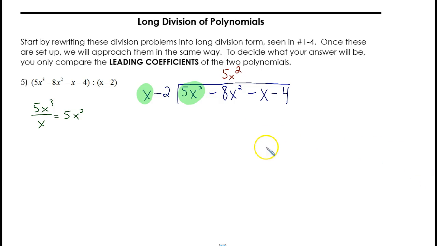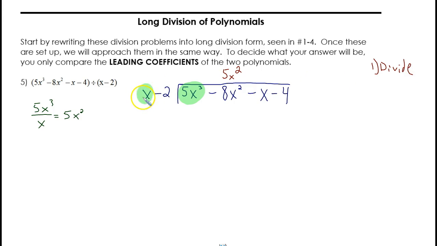All right, so long division is going to be very similar. We're going to start by rewriting the division problem as a long division problem, just like we did in the first few problems. And once we set it up, we're going to approach it in the same way. Remember, the steps were first divide. So we are going to divide.